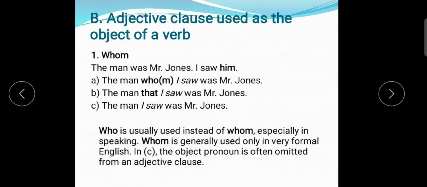And for example, in C, the object pronoun is often omitted from an adjective clause. So it is only the man I saw, so who, whom, and that are omitted. It is only the man I saw was Mr. Jones.